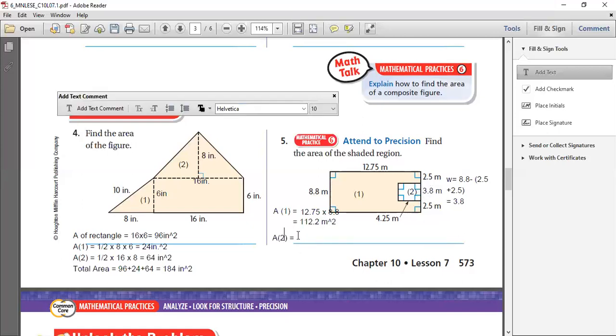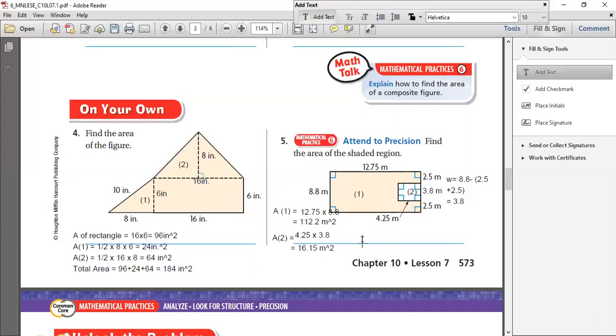So now the length, I know it's confusing. Always math is not easy as it looks, right? So the length of the rectangle is 4.25 multiplied by 3.8, which is the width. So once you multiply 4.25 by 3.8, you will be getting 16.15. Okay, so the area of the small rectangle is only 16.15 square meters.